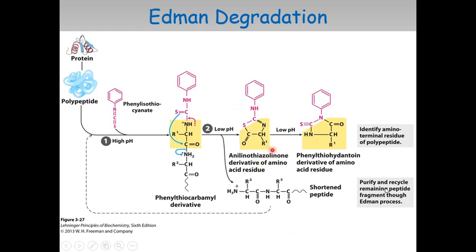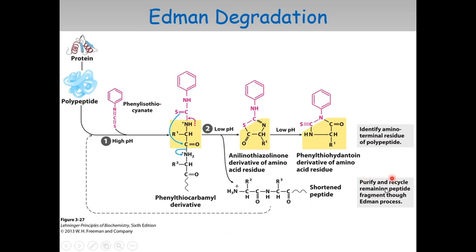Now, if you look at this, the R prime is the first amino acid in this polypeptide. And then, upon further exposure to low pH, this anilino-thiazolinone derivative gets converted to the phenylthiohydantoin derivative of this amino acid. Right. Now, this derivatized amino acid is extracted with organic solvents, and it is then identified.